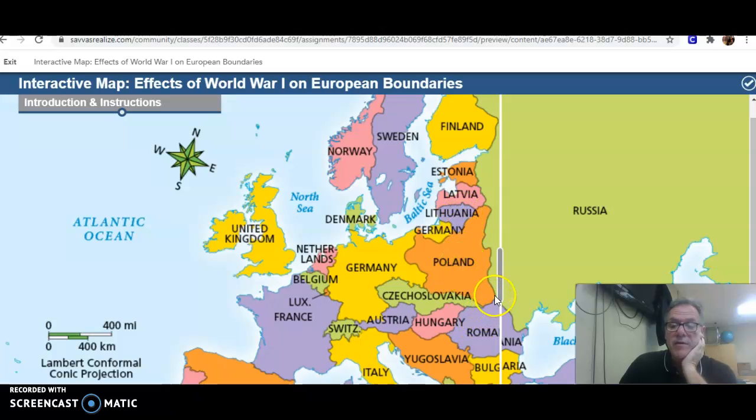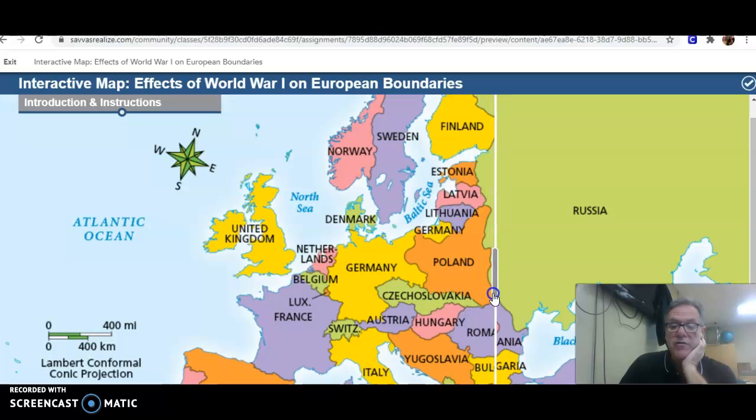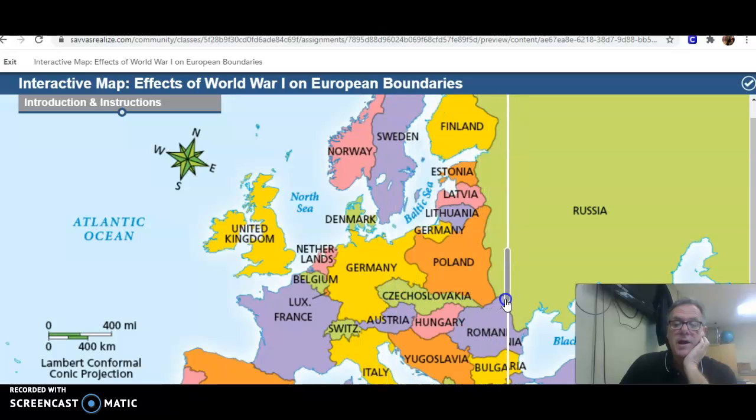You also have Romania's borders changing. See Romania here, and they take land from Austria-Hungary. Austria-Hungary now are two separate countries, and they're very small. And Russia's borders have also changed greatly. This was land they gave away to Germany at the Brest-Litovsk Treaty.